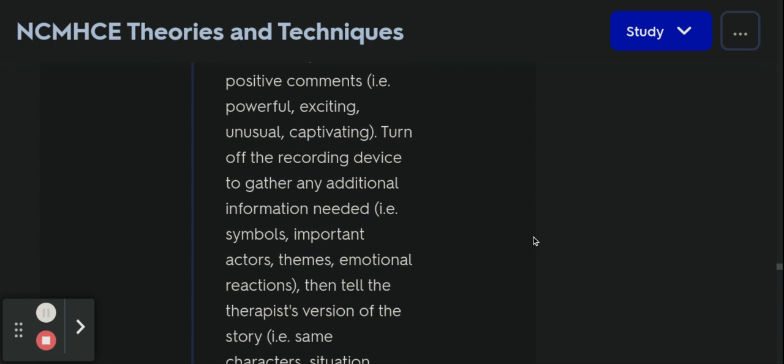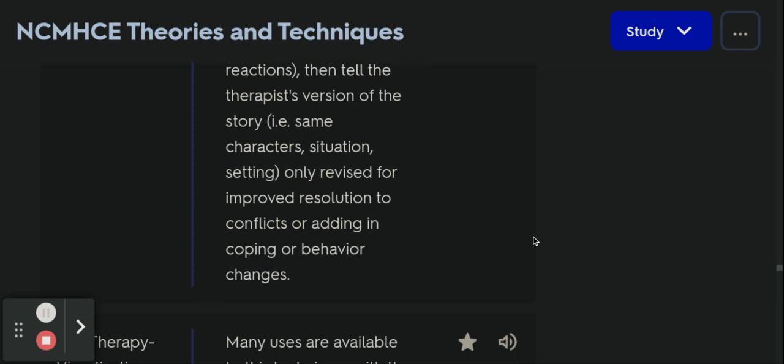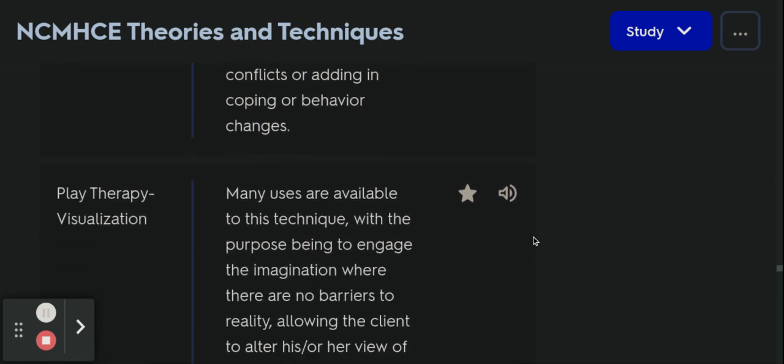Turn off the recording device and gather any additional information needed, i.e. symbols, important actors, themes, emotional reactions, then tell the story again, first as told or prepared. For example, the same character, situation, and setting may be revised to include resolution of conflict or adding important behavioral changes.